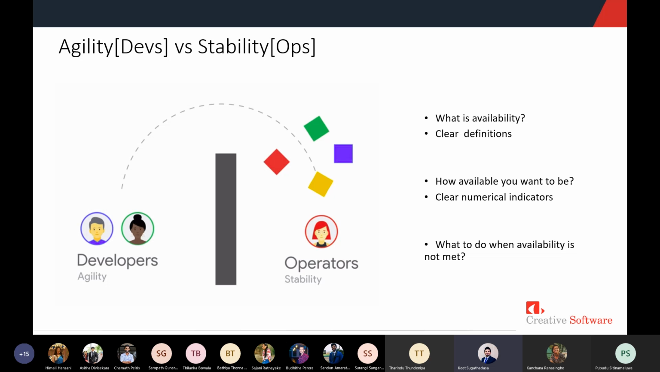And then how available do you want your system to be? As I said before, you can't really make your system 100% available. So it's important for you to know that you can make it available only to a certain level. We'll be talking about these numbers. These are clear numerical indicators that we need to know. And also, not just by defining these availability definitions, you should be able to say, if we cannot meet these availability definitions, what will happen? These are important concepts when it comes to the area of SRE.